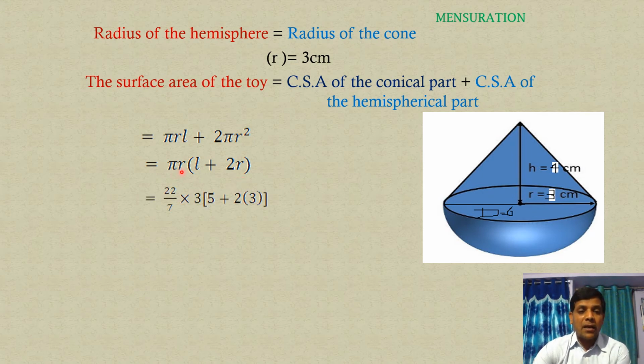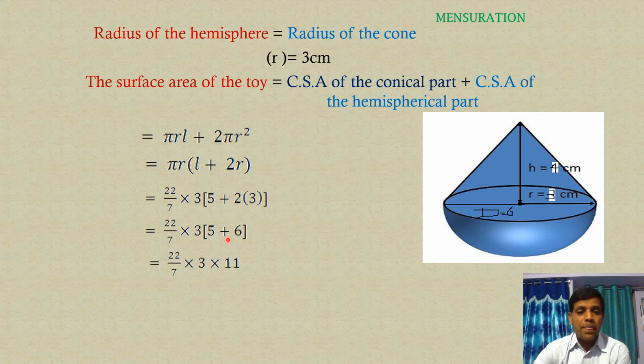22 by 7, pi r. Pi means 22 by 7 into r means 3, into L plus 2r. What is the value of L? Slant height L equals 5, plus 2 into r means 3. 2 into 3 is 6. So 5 plus 6 we get 11. This is written as 22 by 7 into 3 into 5 plus 6, which is 11.